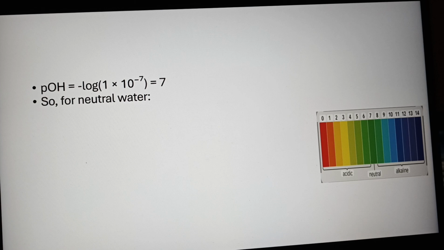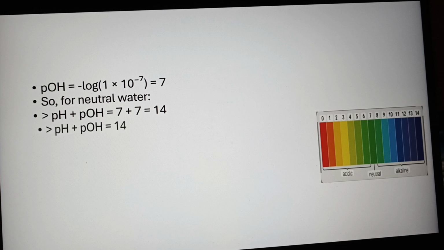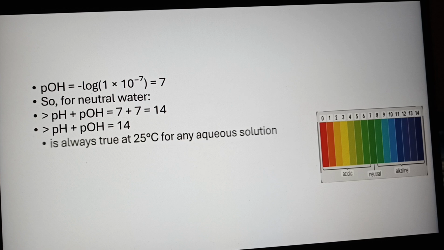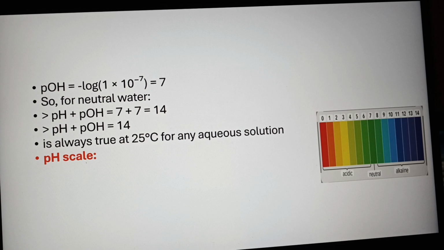This equation shows that pH plus pOH equal to 14 is always true at 25 degrees centigrade for any aqueous solution. Next we see the pH scale. The pH scale generally ranges from 0 to 14 at 25 degrees centigrade.